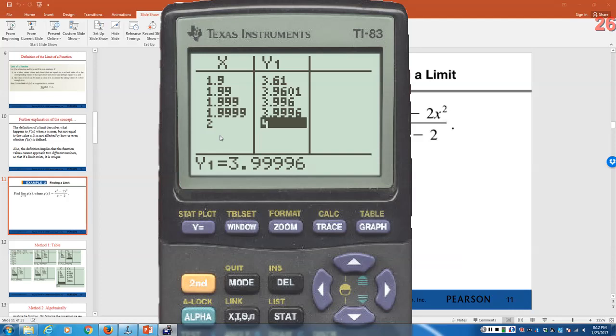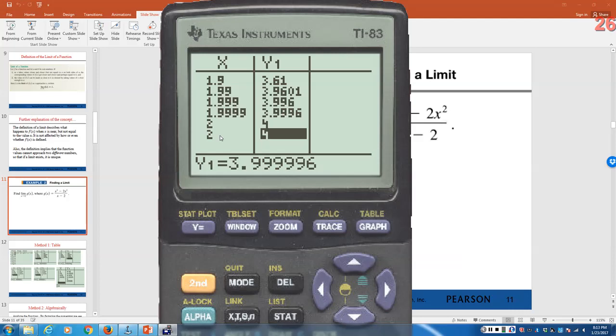In fact, just for the sake of argument, I'm going to go one more: 1.999999. That's really what there is: 1 followed by 6 nines after the decimal, and that 4 is 3.999996. Pretty darn close to 4. Okay? So as I sneak up on 2 for that function from the negative side of 2, what's the function value approaching? 4.